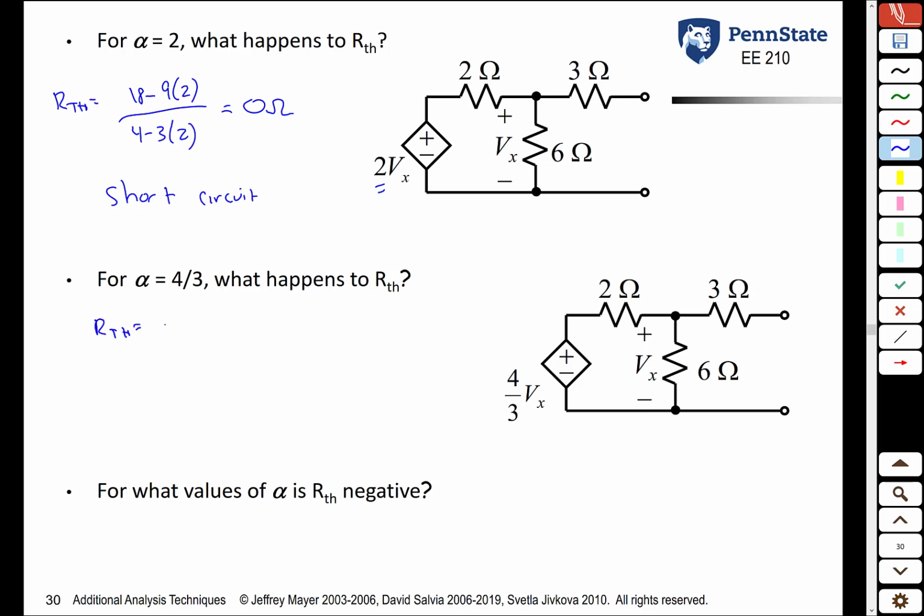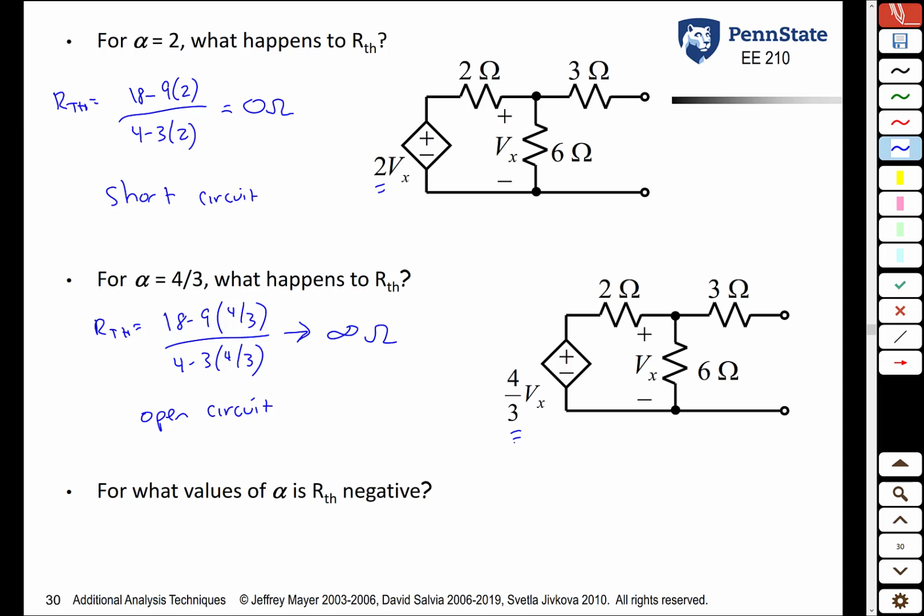Now the Thevenin resistance is 18 minus 9 times 4/3 all over 4 minus 3 times 4/3. You do that, you get a resistance of infinity, which is an open circuit. So once again, by changing the value of this parameter here, you can turn the resistance all the way from a short circuit to an open circuit.